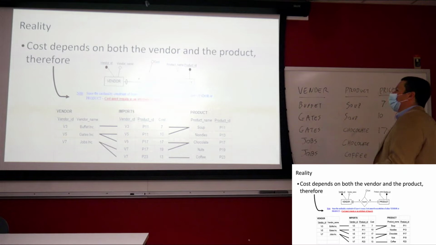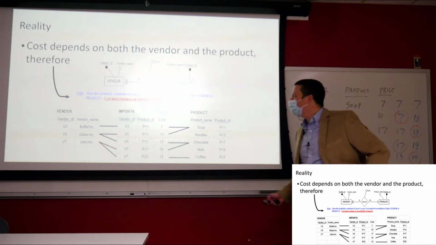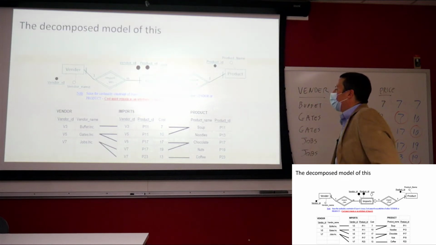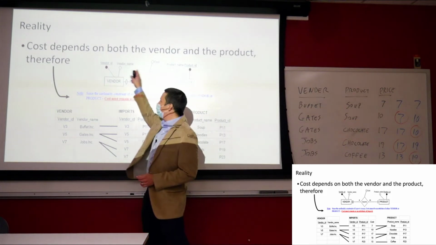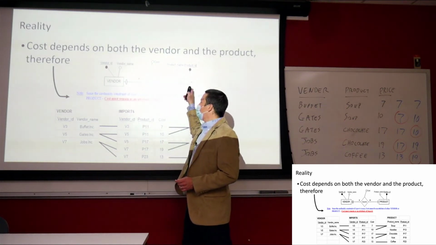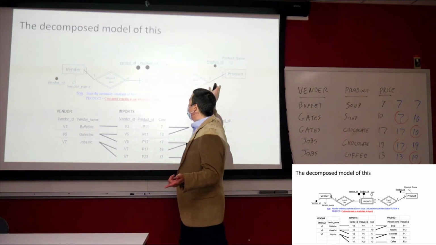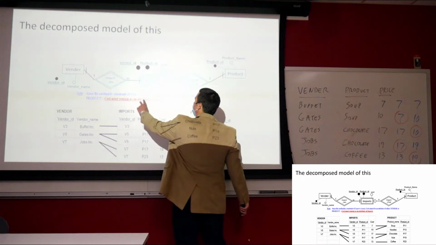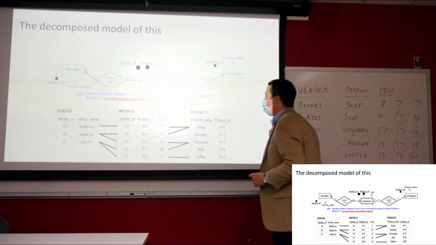Cost depends on both the vendor and the product. Therefore, it remains an attribute of the imports gerund. And so this is our higher level conceptual model. When we get to our decomposed design specific model, this is what it would look like. We have our vendor ID and our product ID as part of the imports gerund, as well as this cost attribute.